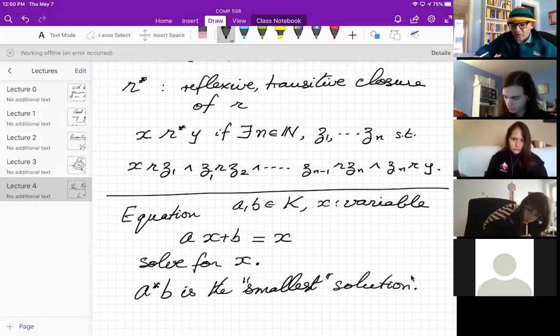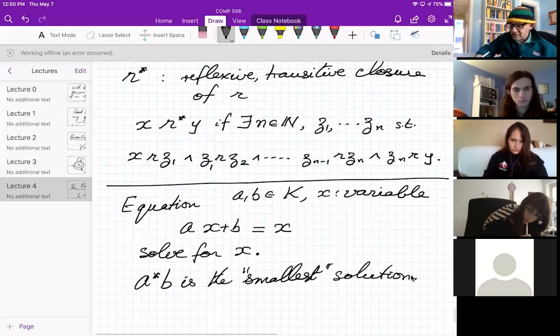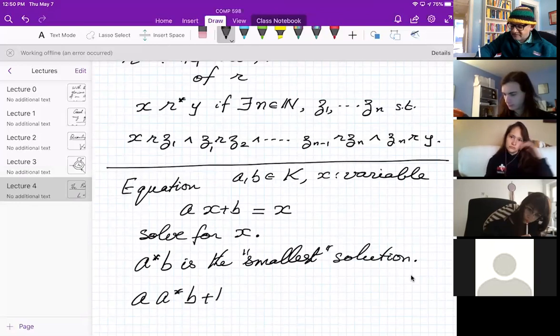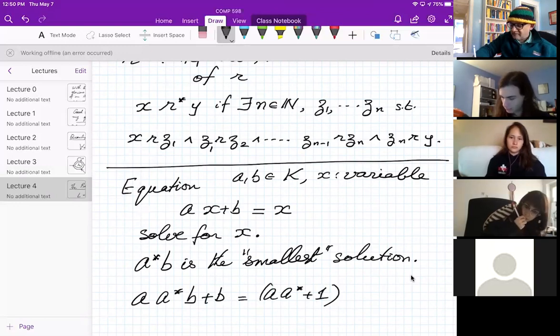So what do you mean by smallest solution? Well, first of all, it's a solution. Let's see if you can check that. A star b plus b is equal to (A star plus 1) b. But didn't one of our equations say that 1 plus A star is just A star? So this is equal to A star b. Okay, so this shows that it's a solution of the equation.